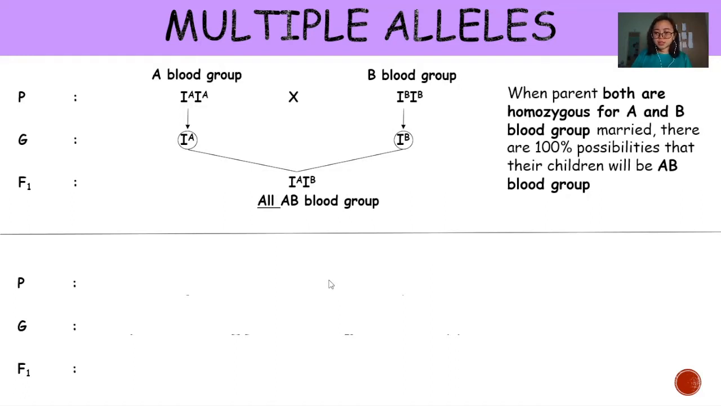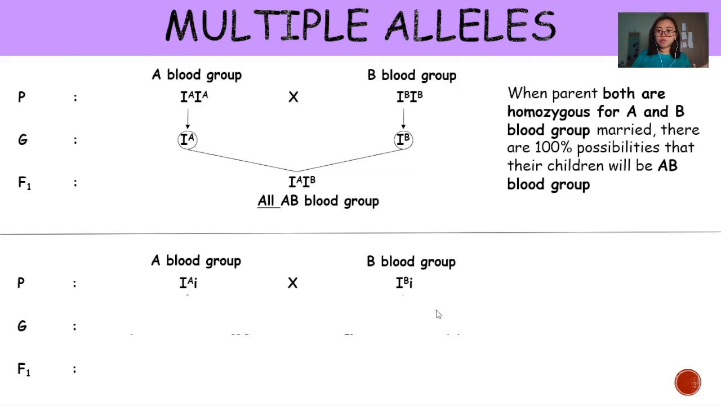Let's look at another example. Okay, ini kalau ibu bapa dia dua-dua homozygous, satu homozygous A, satu homozygous B. Macam mana kalau ada satu pasangan lain? Pasangan ini lelaki dia pun A blood group, perempuan dia pun B blood group, tapi genotype dia berbeza. Genotype ini dia adalah IA, I kecil, IB, I kecil.